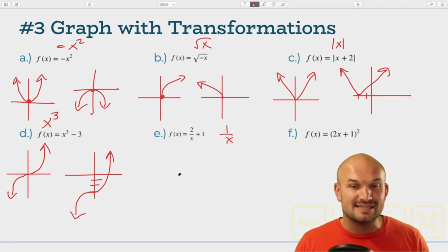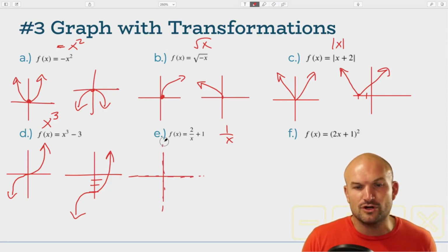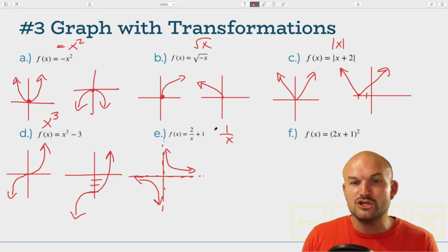But just remember this function has 2 asymptotes. So this is what we call a reciprocal function. Just remember that there is a horizontal asymptote and a vertical asymptote. All right, and this graph is going to look something like that. Now, if that's what the function looks like, what is this 2 going to be doing?